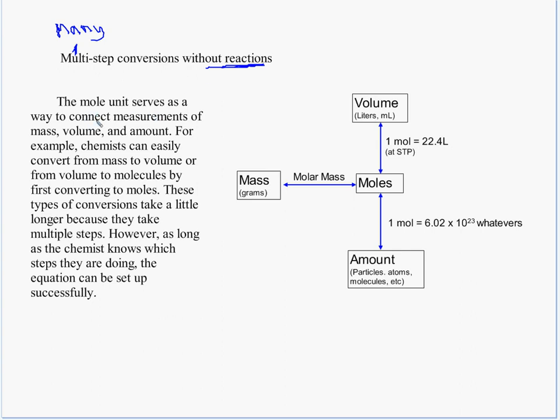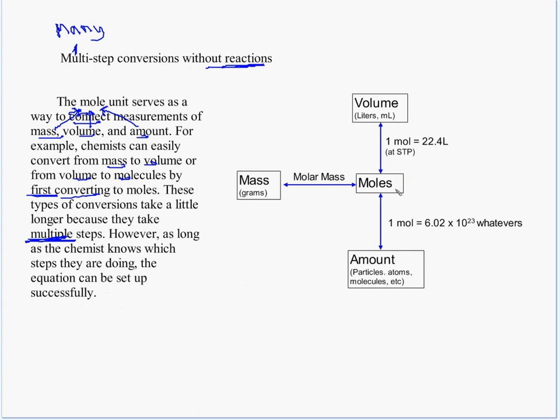The mole unit serves as a way to connect measurements of mass, volume, and amount. So these are all connected to moles. For example, chemists can easily convert from mass to volume or from volume to molecules by first converting to moles. These types of conversions, not conversations, take a little longer because they take multiple steps. However, as long as the chemist knows which steps they're doing, the equation can be set up successfully.